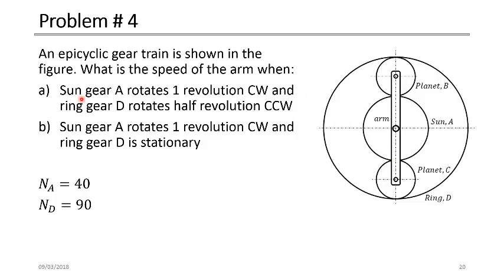It says here, if the sun gear A rotates 1 revolution in the clockwise direction, so it means that this one is negative because the clockwise direction is negative, and the ring gear D rotates half revolution in the counterclockwise direction. So NA and ND are given here. And it asks, what is the speed of the arm? Find the speed of the arm if sun gear A rotates 1 revolution in the clockwise direction and gear D rotates half revolution in the counterclockwise direction. This is the first part of the problem.